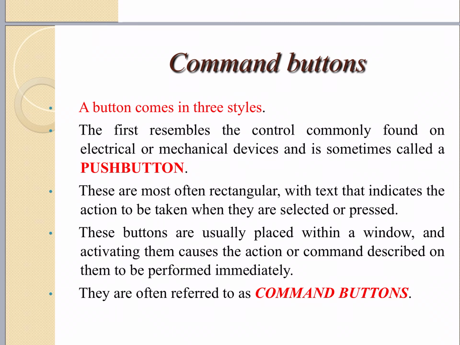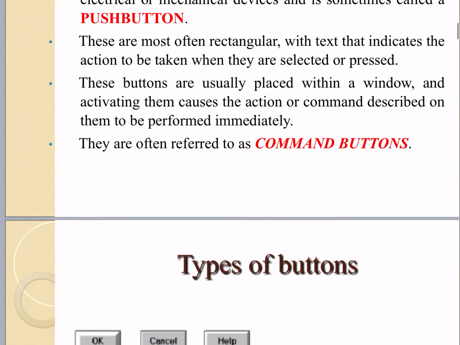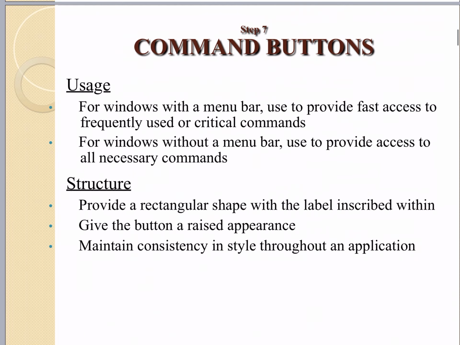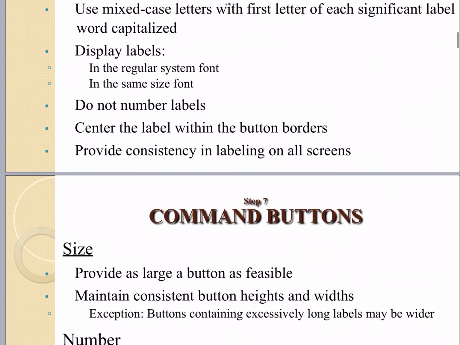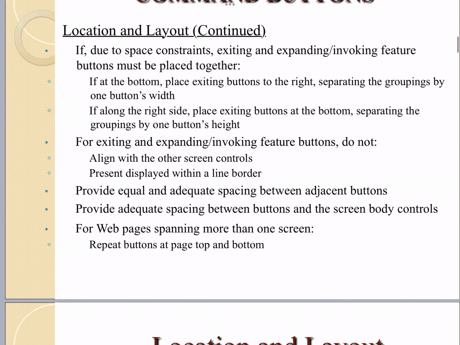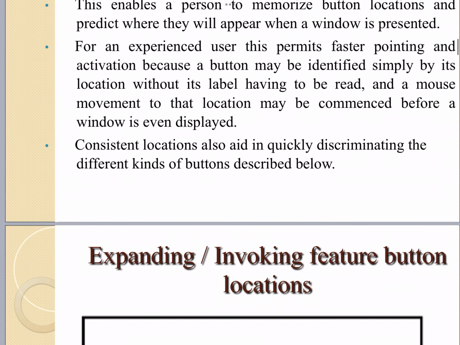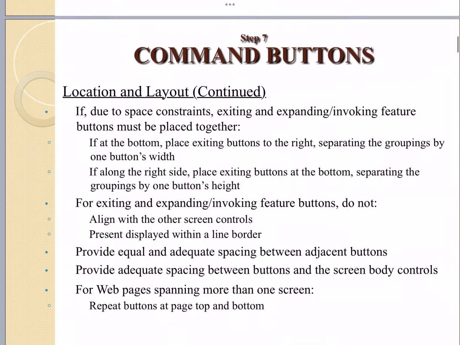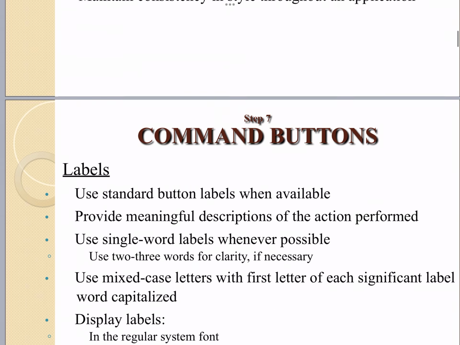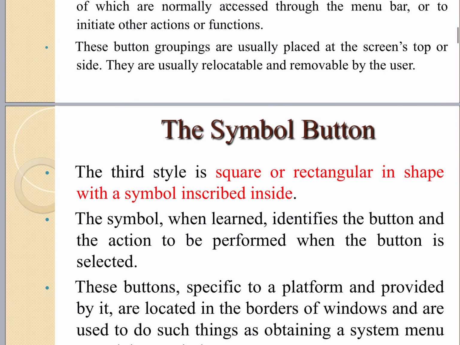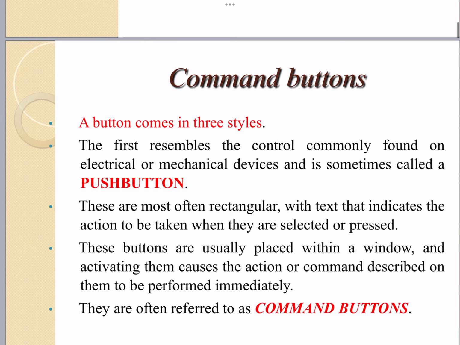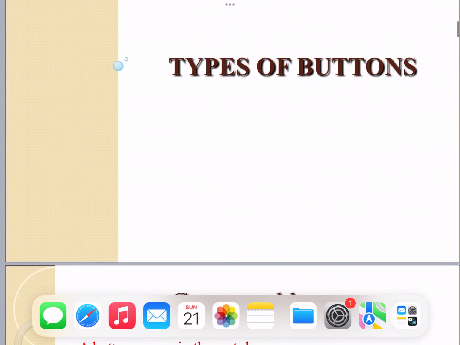When it comes to buttons, we have command buttons, tool buttons, symbol buttons, and location and layout in buttons. So we have certain types of buttons here, and one by one we will see. The first type of button is the command button.